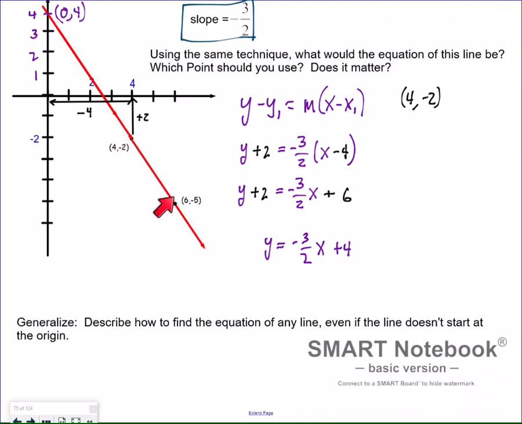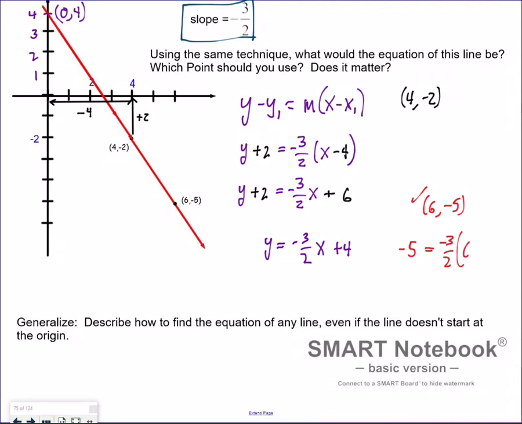Moreover, there's another point down here at 6, -5. So you can very quickly say at 6, -5, let's see if this equation makes that true. We're going to have y equals, 6 equals -3/2 of, oops, the y was -5, dummy.